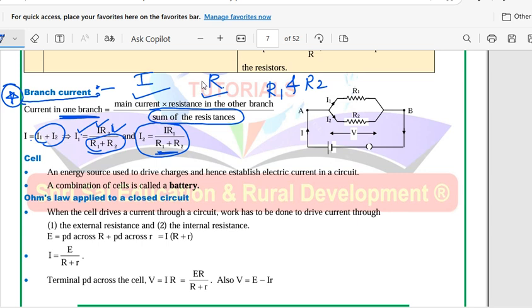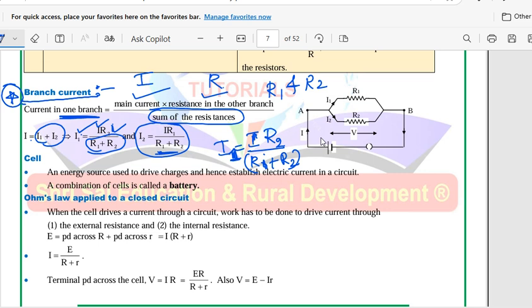So this is the branch current formula. Suppose you consider one current, the main current, that is obviously I, and the resistance in the other branch. Whatever the first current, the resistance will be applied to the second current, and there is a sum of the resistances of the two resistors. So this is the formula for the branched current.